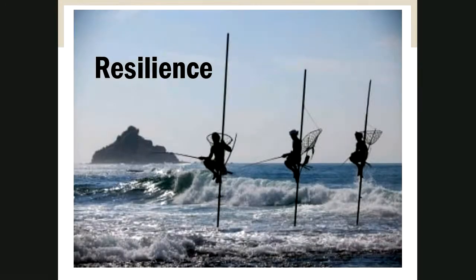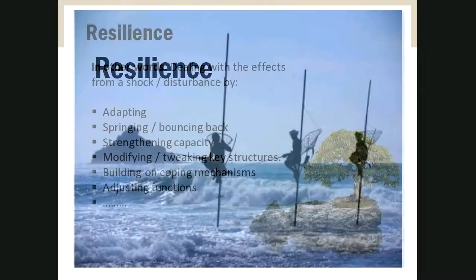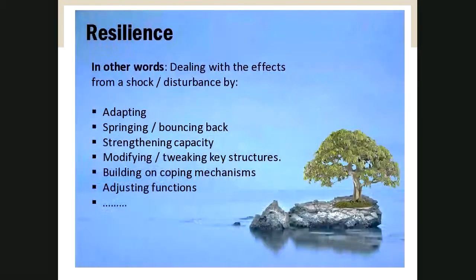These people on the sticks, they are resilient. They've obviously been fishing for many generations. They didn't like getting hit by the waves, so they now sit on these sticks and they fish. They're resilient to the elements of the sea until a big wave comes. The tree in this picture is resilient. It's obviously been there for a long time. It's been standing up to the floods and the storms. So it's been adapting, bouncing back. It's been resilient to the weather.